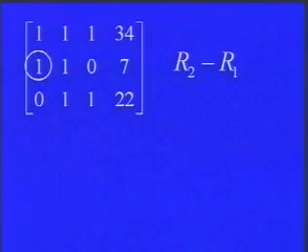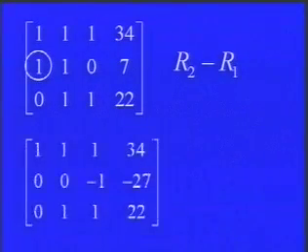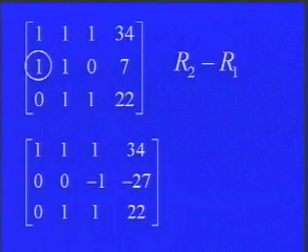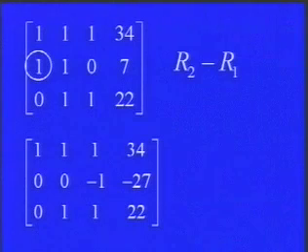What I'm going to have to do to accomplish that is row 2 minus row 1. If you remember, what we want to change goes first. So row 2 we want to change, write that first. After you do that, row 2 minus row 1, you can see I do 1 minus 1, 1 minus 1, 0 minus 1 gives me a negative 1, 7 minus 34 gives me negative 27. So now the first column is perfect.